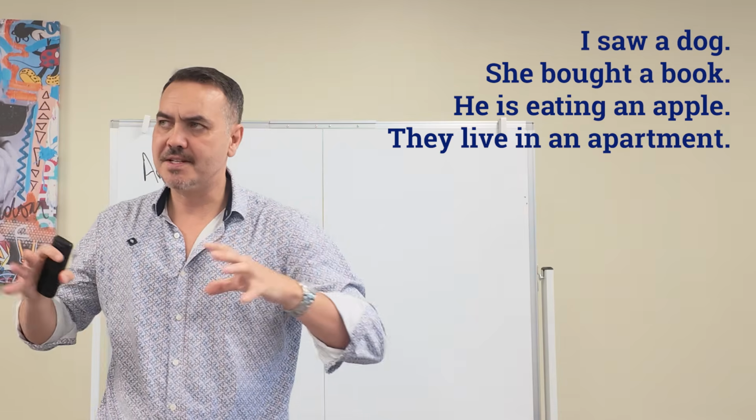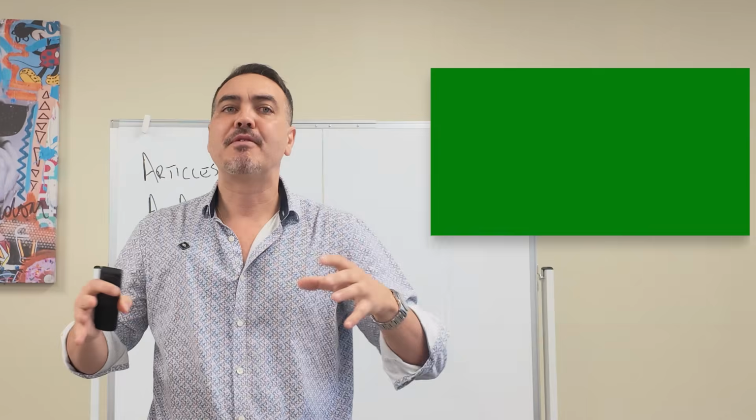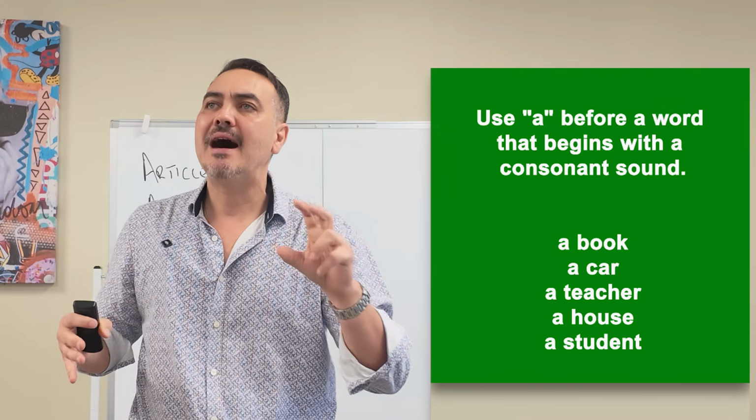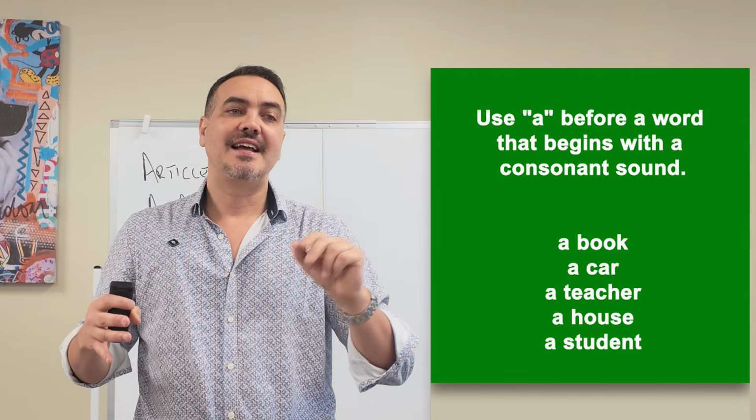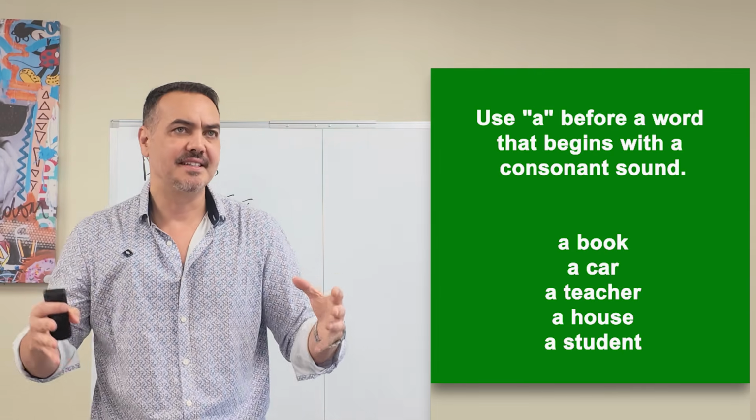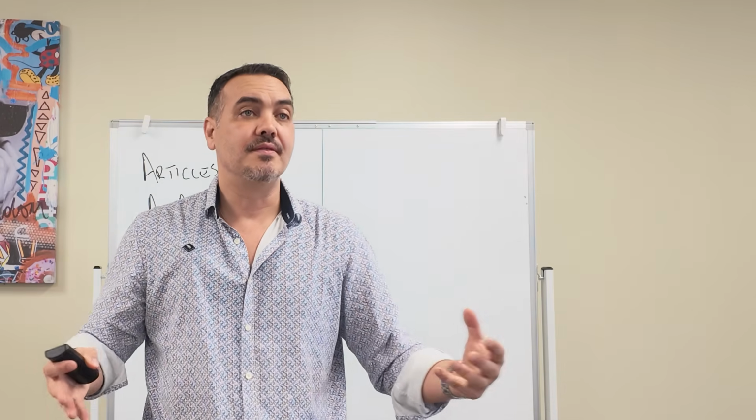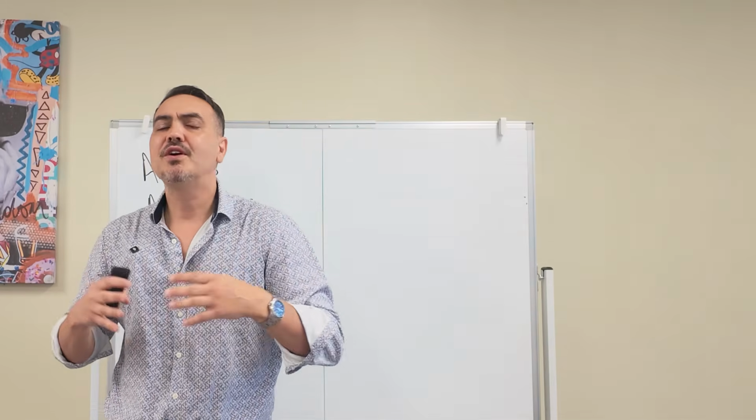Okay, so let's talk more specifically about when to use a or an, okay? Use a before a word that begins with a consonant sound. For example, a book, a car, a teacher, a house, a student. Listen to these sentences. I have a question. She works in a school. He bought a new phone. The word after a begins with a consonant sound, so we use a, okay?